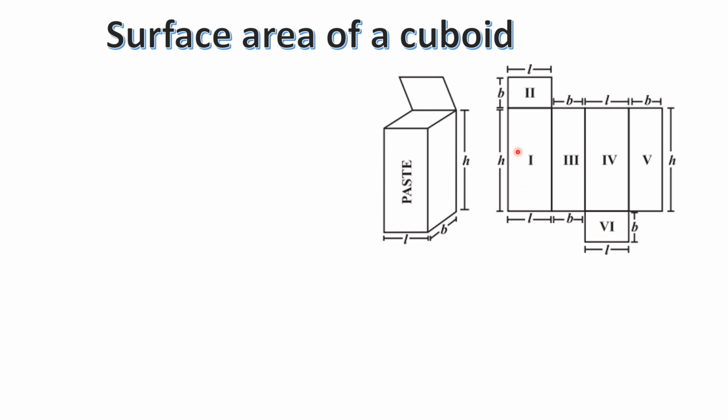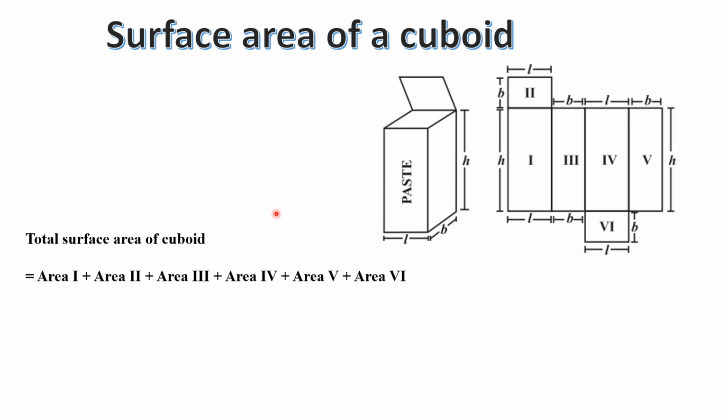So the total surface area of this cuboid will be the area of all the six faces. So let's find the total surface area of the cuboid. The area of first face will be length into height. Second is length into breadth. Third is breadth into height. Fourth is length into height. And fifth will be breadth into height. Sixth will be length into breadth.